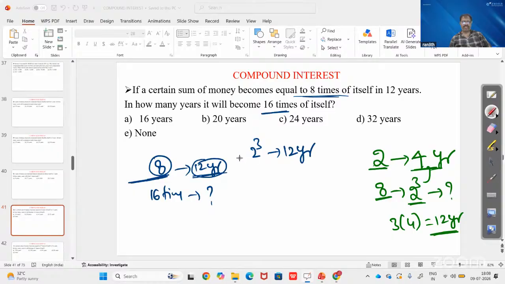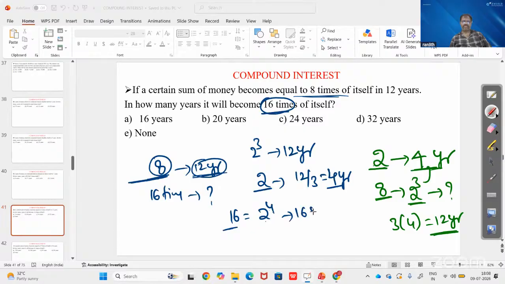8 we can write with the base of 2. 2 cube equal to 12 years. Then 2 equal to how many years? It's nothing but 12 by 3 equal to 4 years. Next, what do we need to find out? 16 times. 16 times, with the base of 2, we can write as 2 power 4. Where double is equal to 4 years, 16 is 2 power 4. 4 into 4 equal to 16 years. Answer is 16 years.